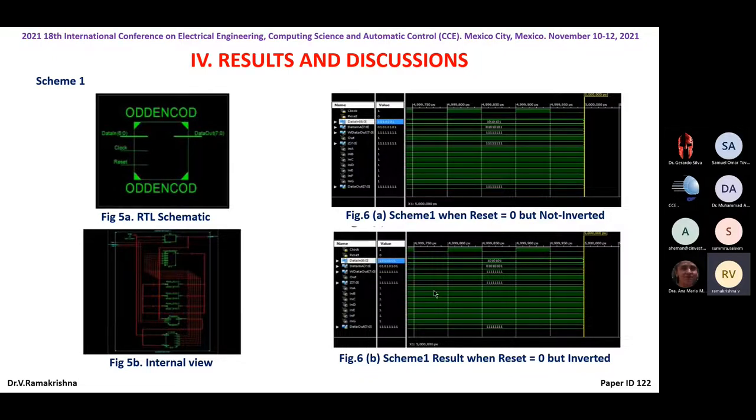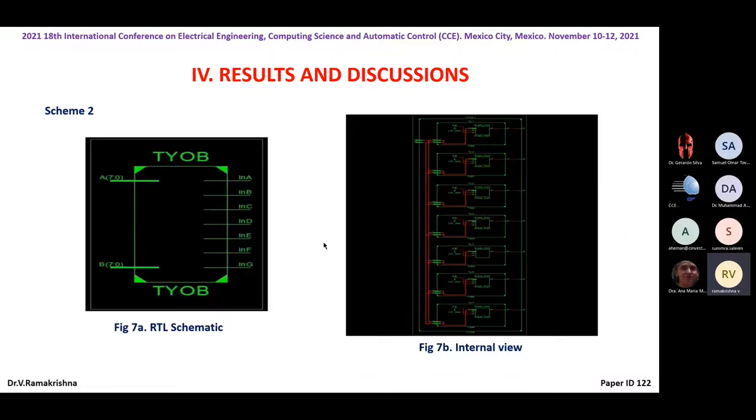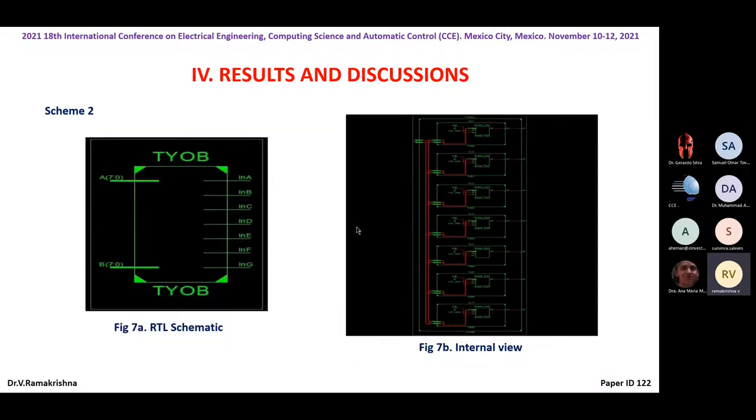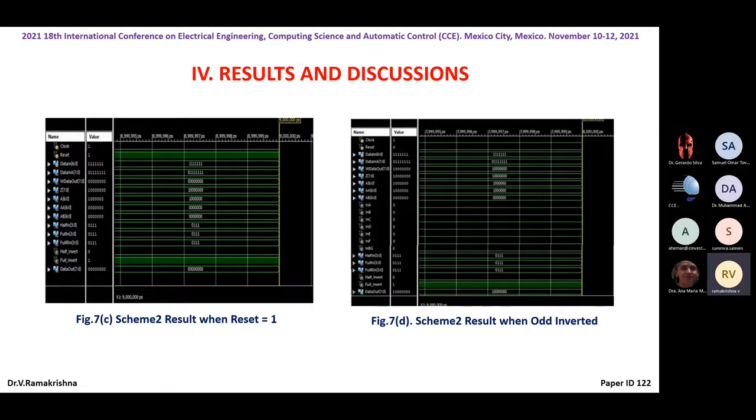Here, data out is based on the clock and reset, and also on the data input. Depending on the amount of power consumed by data encoding, data is either odd inverted or not inverted. And if the clock is given at positive edge and reset equals one, that is in the next scheme, scheme two. This is the RTL schematic, and this is the internal view given by the Xilinx tool. And these are the simulation results.